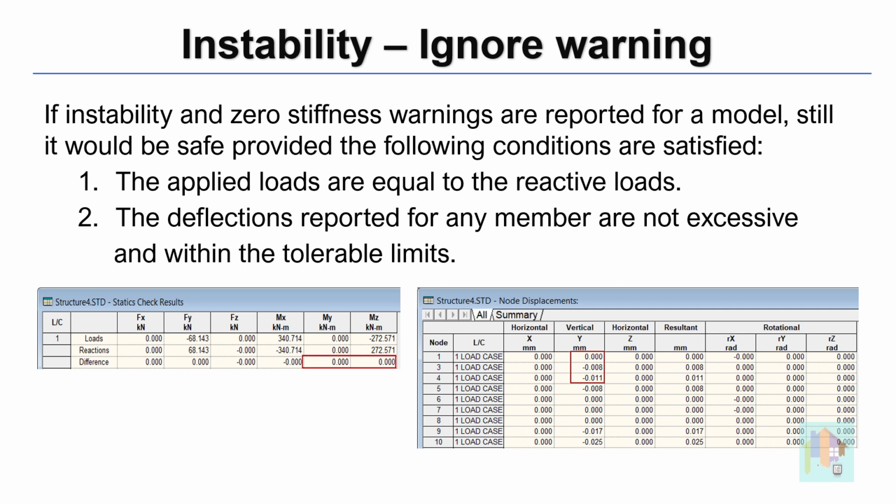If the external applied loads are not in the zero stiffness direction and equal the reaction, and if the deflection values are not excessive and within tolerable limits, in such a case we can simply ignore the warning and there is no need to change the model. These are treated as harmless warnings. But if these conditions are not satisfied, then the structure is unstable and we should rectify the model.